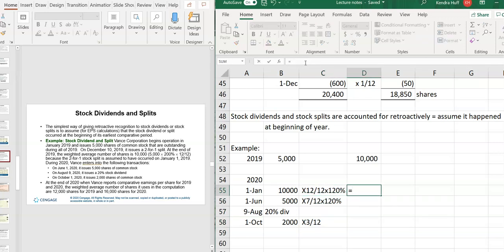All right, so now I multiply all these out. 10,000 times 12 over 12 times 1.2. 5,000 times 7 over 12 times 1.2. And 2,000 times 3 divided by 12. And then add them up. And this is my weighted average.